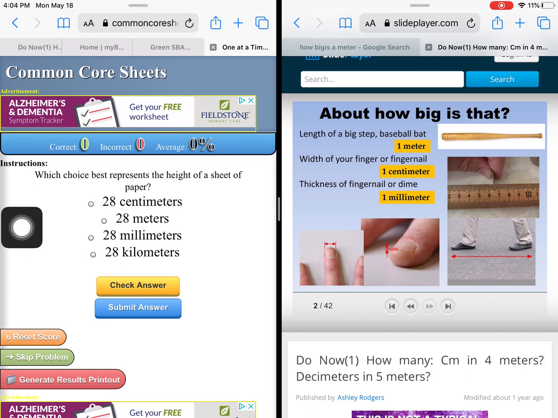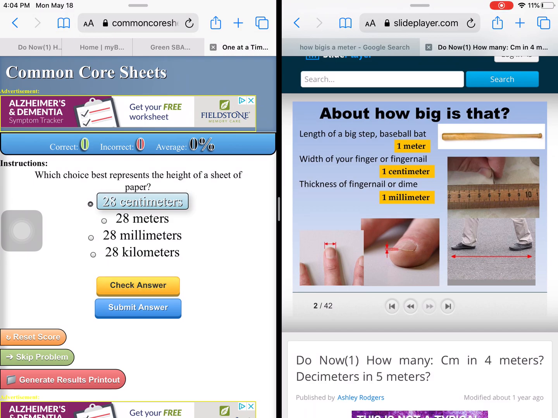So which choice best represents the height of a sheet of paper? So thinking about a sheet of paper, would it be 28 centimeters, so 28 fingertips, 28 meters, that's like 28 baseball bats? Would it be 28 millimeters, that's like 28 fingernails or 28 dimes? Or 28 kilometers, that'd be 28,000 bats. It's the piece of paper. This is a tricky one. I bet it's about 28 centimeters. Check my answer. Yep, that's it.